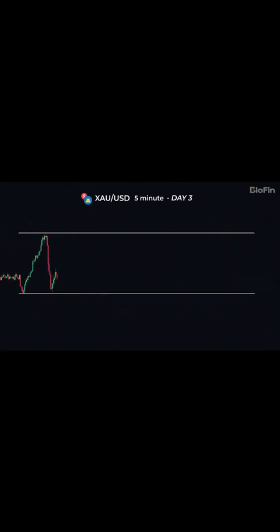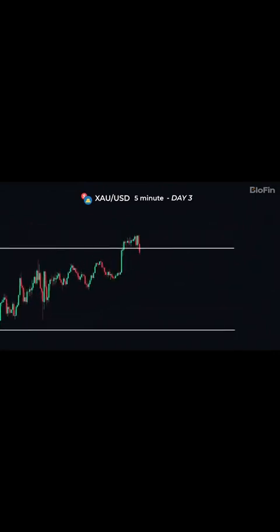Now moving on to the next day. Price broke above the range high and re-entered, giving a short entry. Stop loss at the highs, take profit at 2 times risk. Price hit the stop loss, a 1R loss.